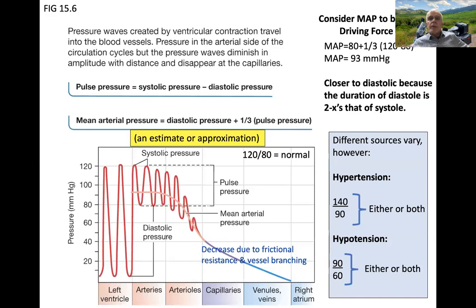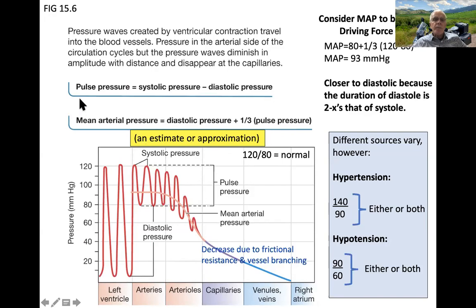All right, this shows the pressure wave starting at the left ventricle and shows how it diminishes in the aorta in amplitude, not in amplitude, but in pulse pressure, the difference between systolic and diastolic. And then it does show it diminishing as we proceed, as the vessels branch into smaller arteries, arterioles, and then finally into capillaries. We can see it diminishes downstream.